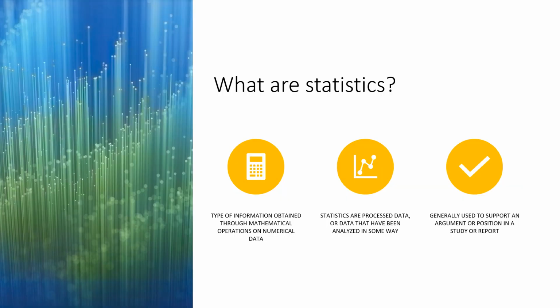Statistics, on the other hand, are a type of information obtained through mathematical operations on data. Published statistics are processed data sets, or data that has been analyzed in some way. Statistics are used to support arguments or positions in studies, reports, and research articles. Many people will use the terms data and statistics interchangeably because the definitions are so similar.